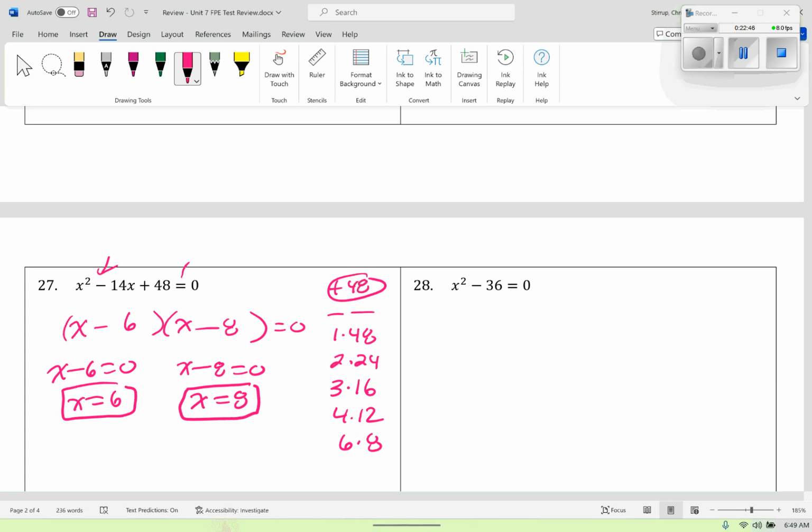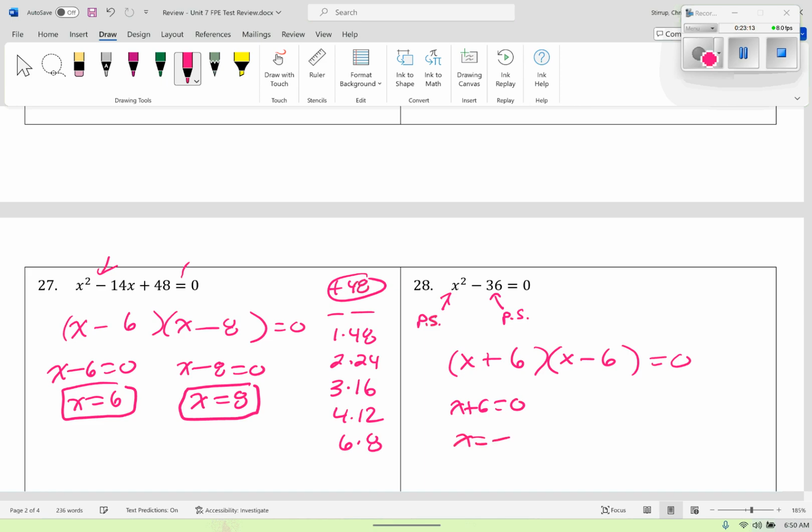Number 28. Is this a perfect square? Yes, because x times x is x squared. Is 36 a perfect square? Yes, because 6 times 6. Is there a minus sign? Yes, so it's going to factor. Okay, so I'm going to put an x here, x here. Remember, when you have this minus sign, you have to have alternating signs. And then we said 6 times 6 is 36. Cool. We're going to set those equal to 0 and solve them.